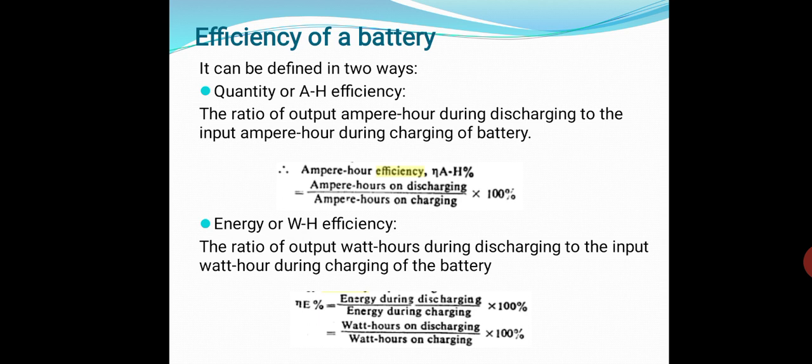Similarly, next we have efficiency of a battery. If you have to see the ampere hour efficiency, it is given by the ratio of output ampere hour during discharging to the input ampere hour during charging. That is known as ampere hour rating efficiency. Then energy efficiency, it is again the ratio of output watt hour during discharge to the input watt hour during the charging. This ratio is known as energy efficiency. So this is how you can find out these two.